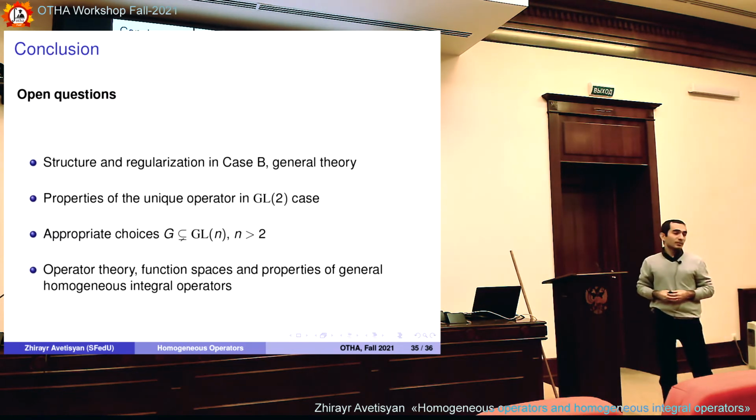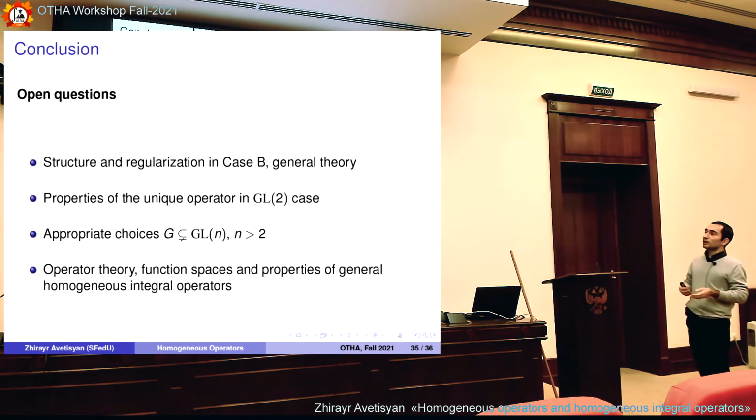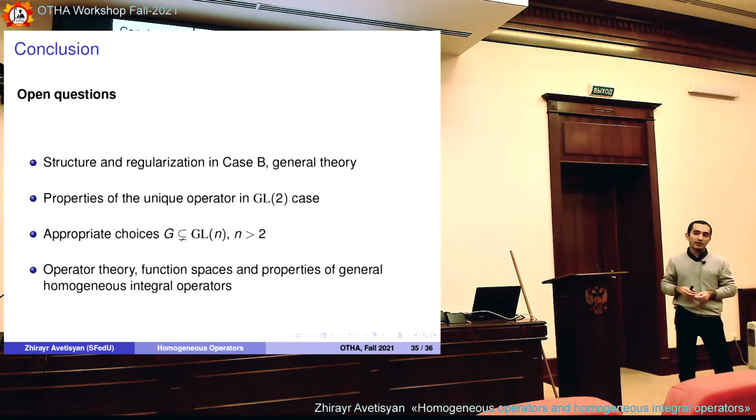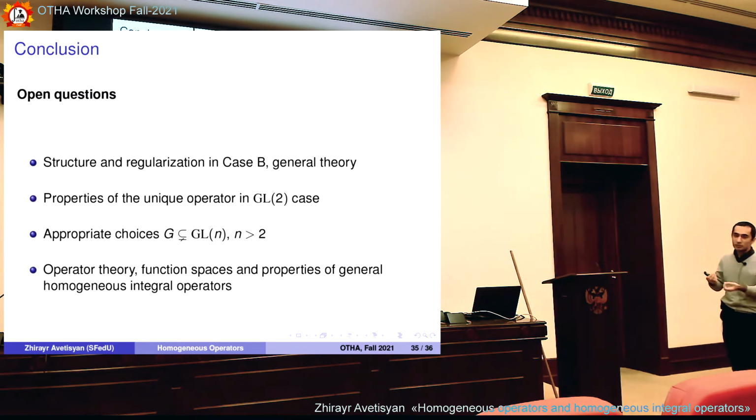Another open problem is, well, what to do if n is greater than 2, right? So we saw that the full general linear group, even those orientation preserving, are too many to allow any room for a non-trivial kernel. So we are looking for a reasonable restriction of the group G from the general linear group so that to find again a unique natural homogeneous operator for higher dimensions as well.